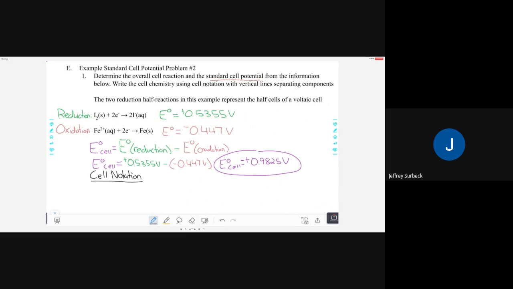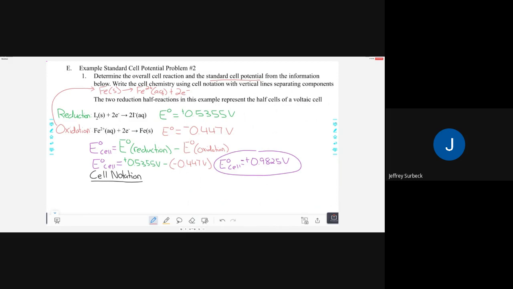Well, flip it. So what we're going to do, you guys are on the right track, is this. This right now is written as a reduction. So we flip-flop our products and reactants, and so the oxidation equation would look like this that I'm writing in our equation. Okay? Now, how we start writing our cell notation is this.